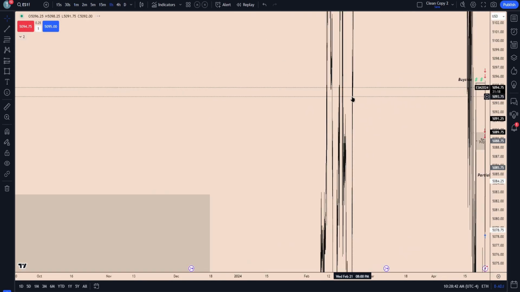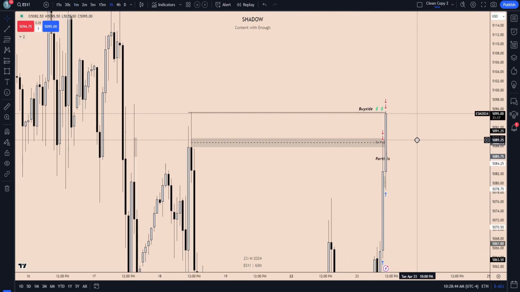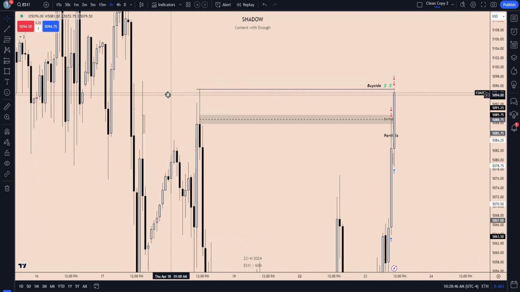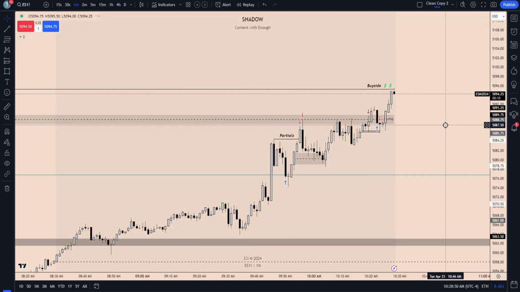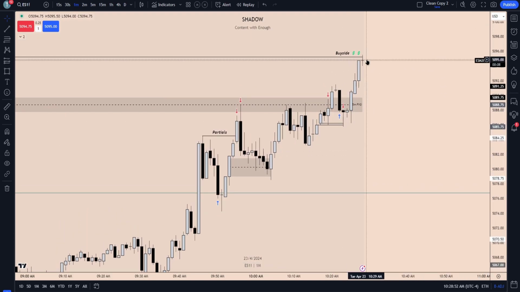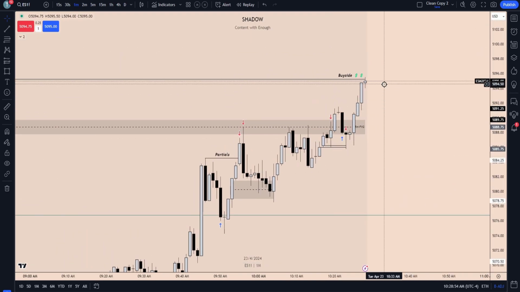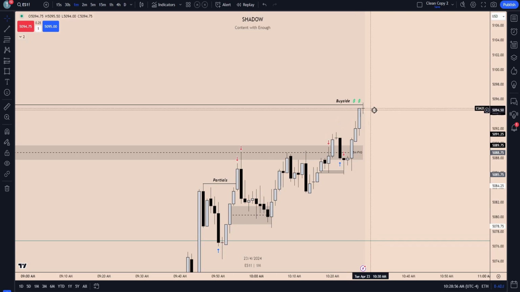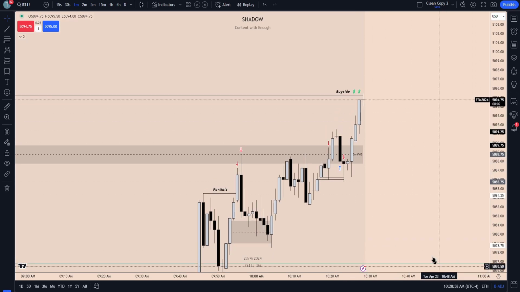Let me go to a higher time frame. This is a 1-hour chart. So we can reverse from here. We can continue to pump into this high and maybe this inefficiency. But oftentimes, once we hit external ranges, that's when we run into consolidation. So we'll be content with this, especially with the time. It's about to be 10:30.